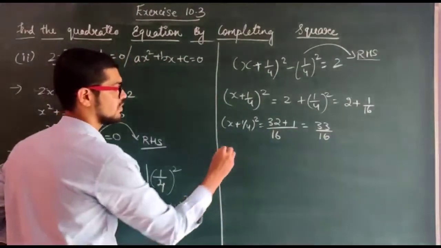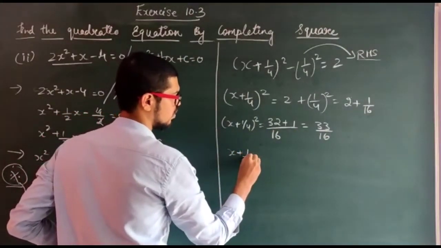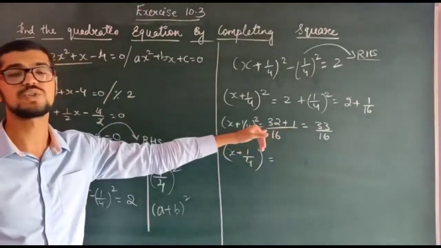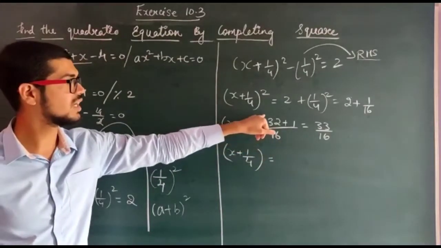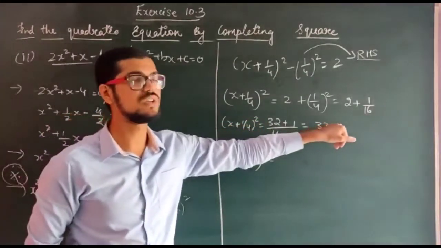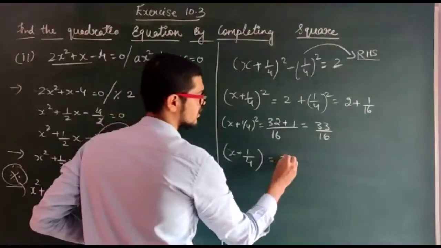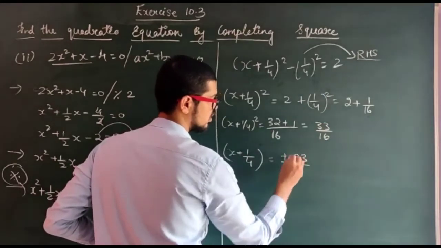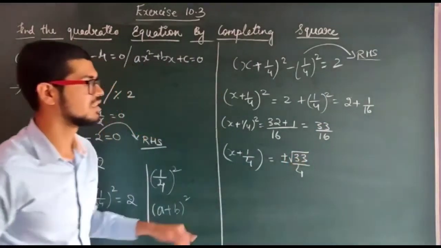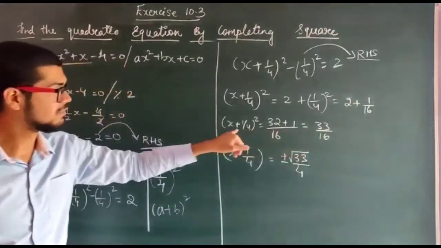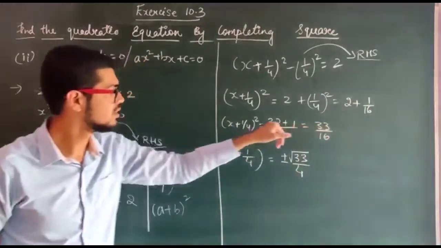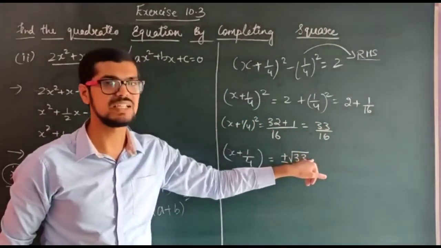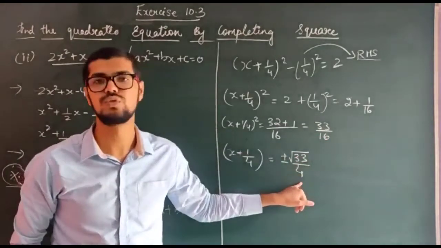So what I will do? Here x plus 1 by 4 is equal to, if I take square root on both the sides, so this square and square root will get cancelled and this will reduce to plus or minus root 33 by 4. Sorry, this will become root 33. Why? Because if I put square root on both the sides, this square and square root will get cancelled. This 33 will reduce to root 33 and this 16 will reduce to 4.